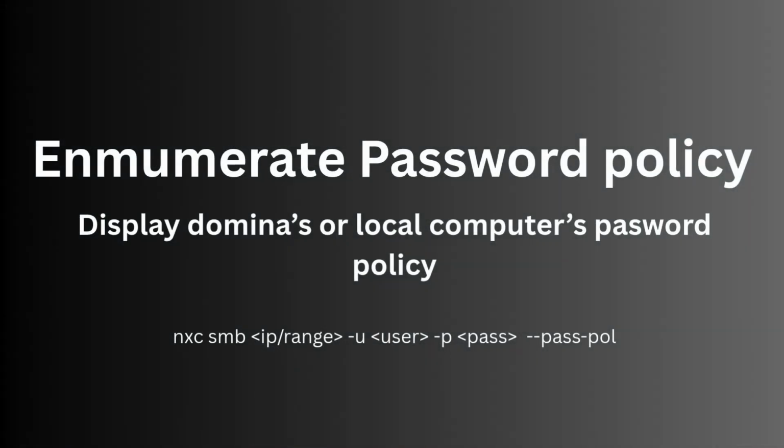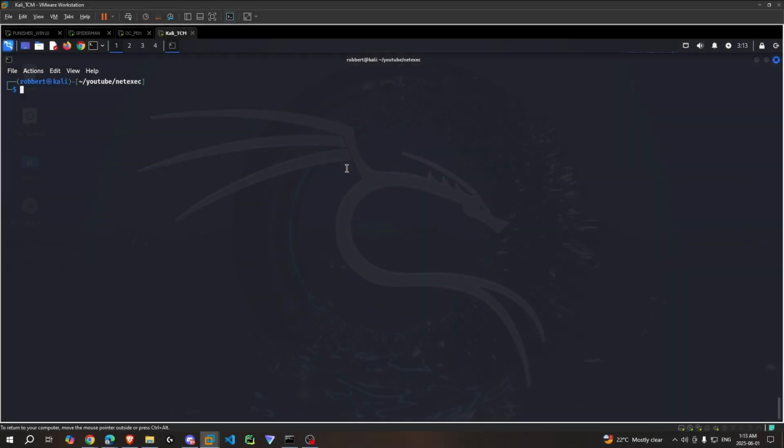It's always useful to get the domain password policy to not lock out accounts when you're password spraying or just brute forcing somebody. It's always a bad time when you lock people out. Alright, here's how it works. So always we start with SMB, our IP range, user and password, and we just specify --pass-pol.